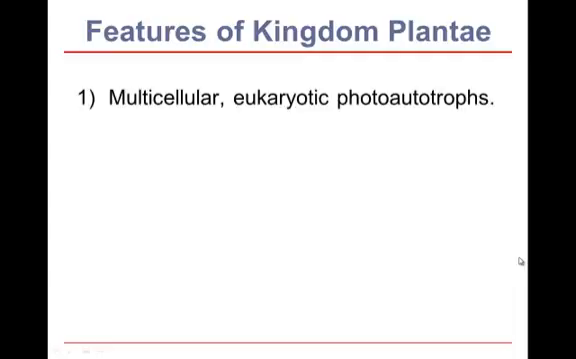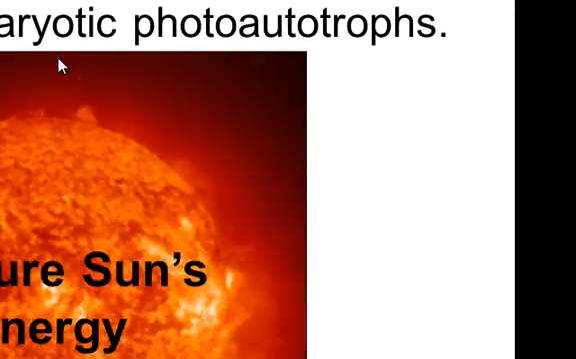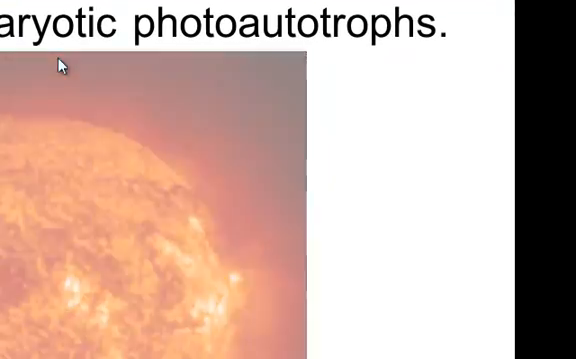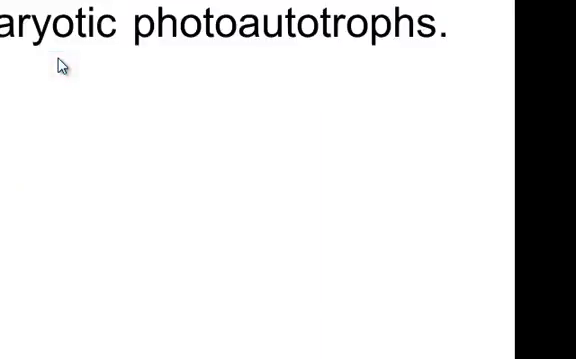So if we look at the features of Kingdom Plantae, this is for the whole kingdom, we can look at features such as the fact that plants are multicellular, eukaryotic photoautotrophs. So they're made of more than one cell. These cells have nuclei and membrane-bound organelles, and these organisms derive their nutrition through photosynthesis. And here we can see capturing the sun's energy is how plants make their living. I love that video clip.